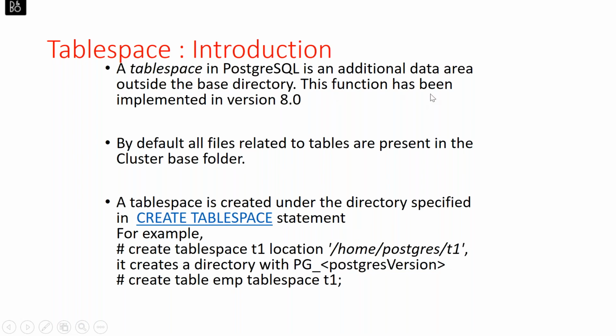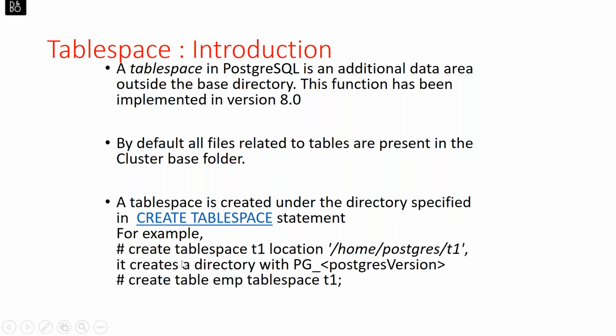So a table space in Postgres is an additional data area outside the base directory. The function was implemented in version 8. Before version 8, table spaces were not there. That's why I'm telling you Postgres 9 was the mature, very stable product to be used for production. Before 9 it was not that useful for production databases; in real-time scenarios it is difficult to use, except for development or very small databases. By default, all files related to data tables are present in the cluster base folder.